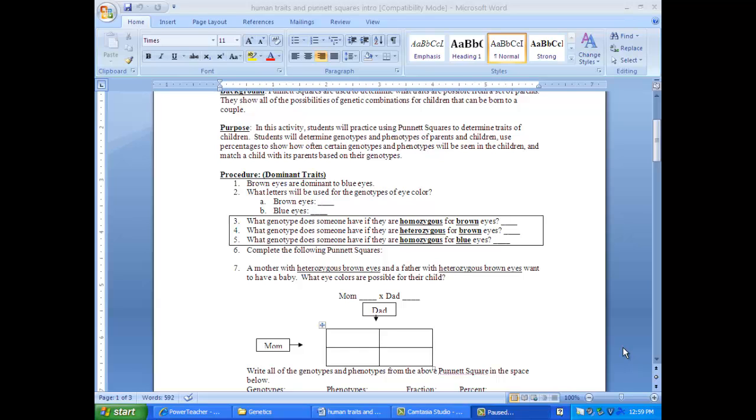Questions, please stop me, because this really is the last day of review that we're going to do on monohybrid crosses. You are going to have a quiz on monohybrid crosses on Monday. So today we are going to do the monohybrid cross practice here. We're going to review this.